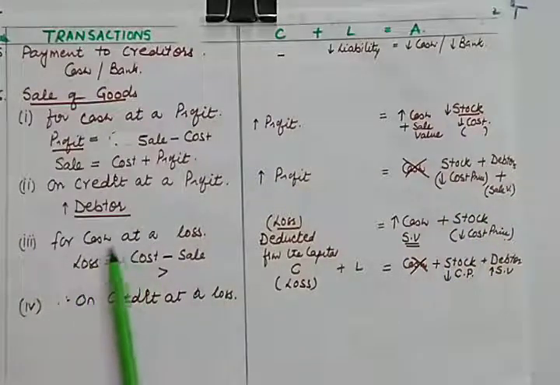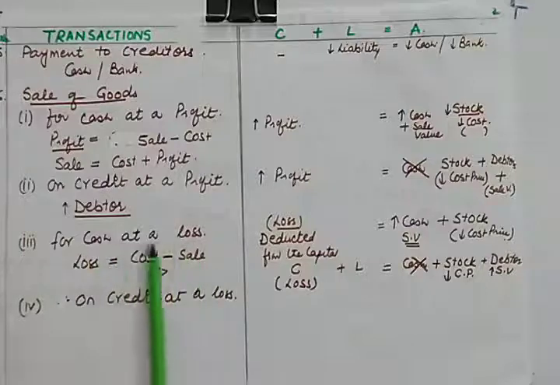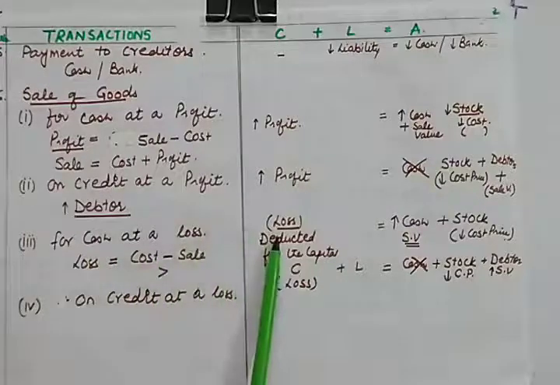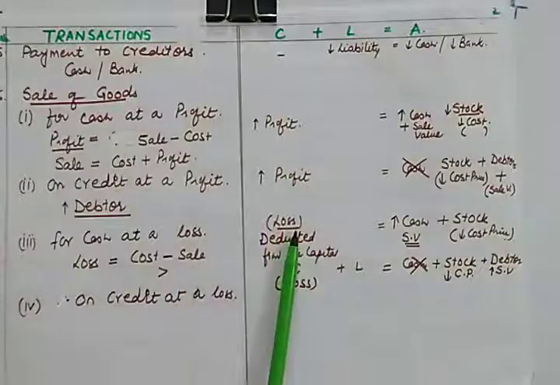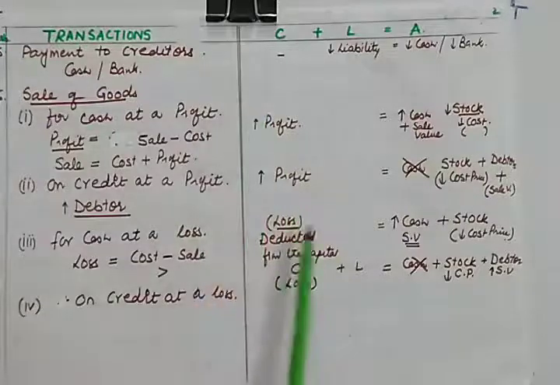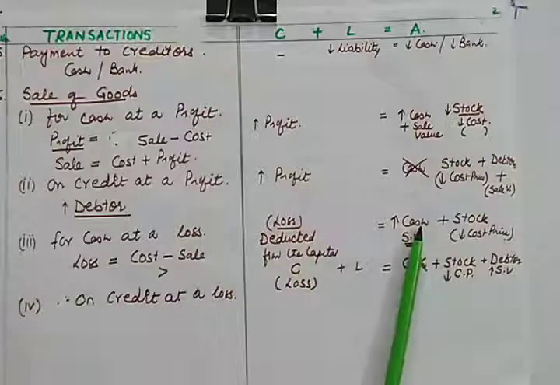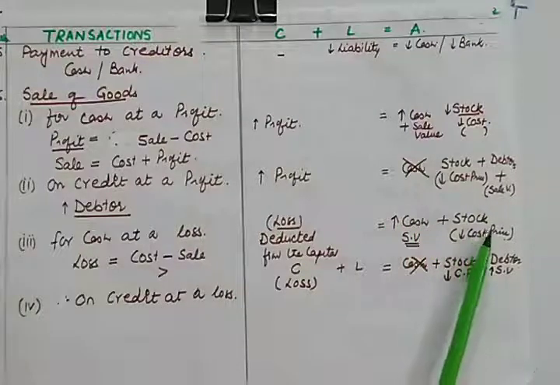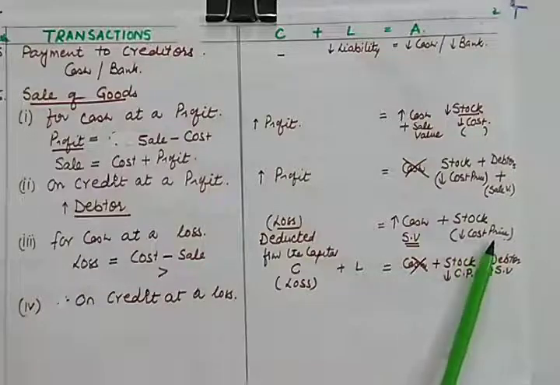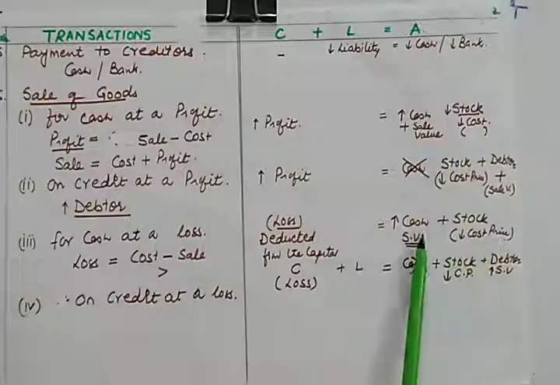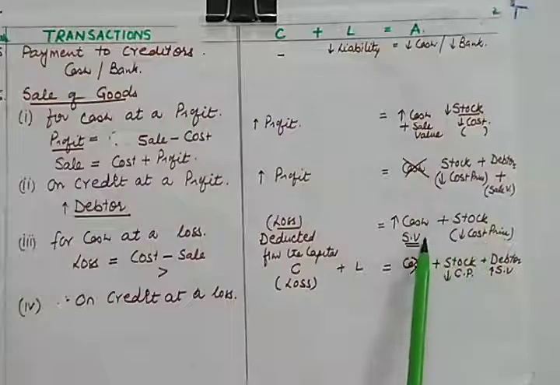And next, if you are selling goods for cash at a loss, when you were adding profit to capital, now you will be reducing your capital with the loss. So loss will be deducted from the capital, sale value will be added to the cash because you are receiving this in cash, and stock will reduce with the cost price. And here obviously cost price will be more because you are suffering a loss, so this will be more than sale value.